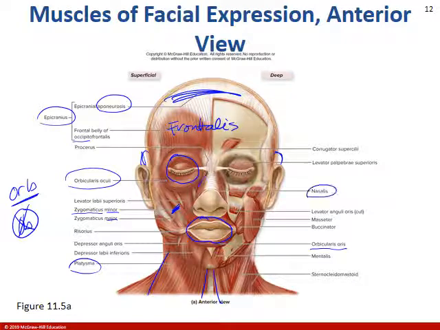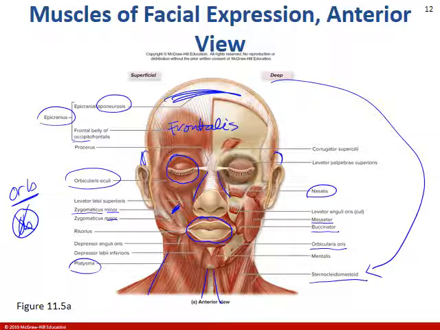We also have nasalis, which is here on the bridge of the nose. And I'll show you on the next slide the masseter and the buccinator. You can also see in this deep view the sternocleidomastoideus. So remember, it comes up and it attaches to the mastoid process of the occipital bone and then comes down to the sternum and to the clavicle. But the platysma would be sitting directly on top of the sternocleidomastoid.